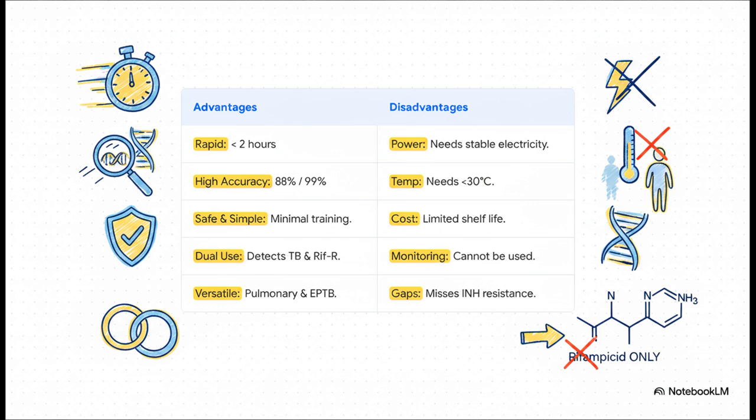And clinically, there are 2 massive points to remember. First, it detects all DNA, live or dead, so you can't use it to see if treatment is working. And second, and this is a big one, it can't see isoniazid resistance. It's a great flag for MDR-TB, but it doesn't give you the full picture.